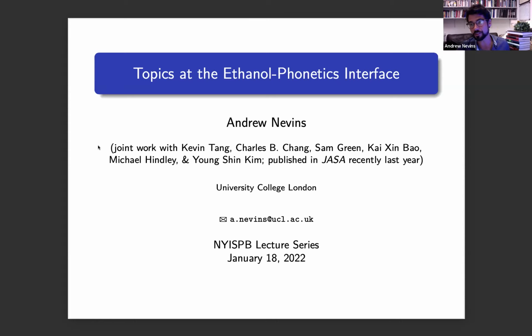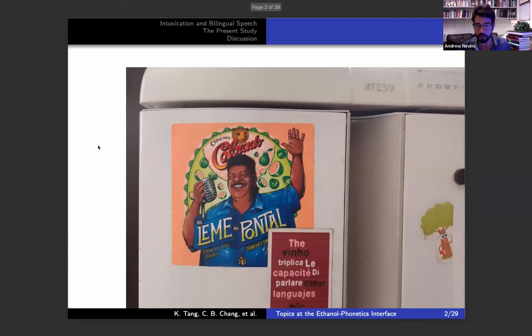And today it's a more general set of topics at what I call the ethanol, which is one of the more scientific names for alcohol, phonetics interface. I want to start by showing you a picture of my refrigerator, which has a sticker from a beer label from this nice guava flavored Brazilian beer, but also this magnet next to it that says the vinho triplica a capacidade de falar other languages, but it also reflects this common perception that we have that maybe by ingesting perhaps just, in fact, the right amount of alcohol, your ability to speak a second language or a third language, a non-native language, improves.